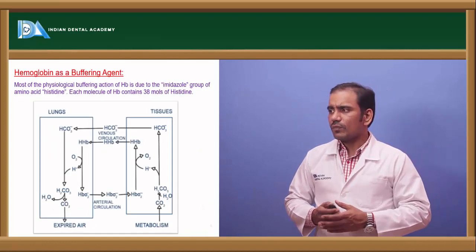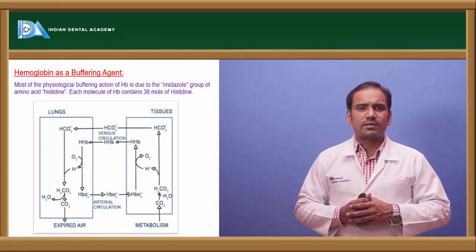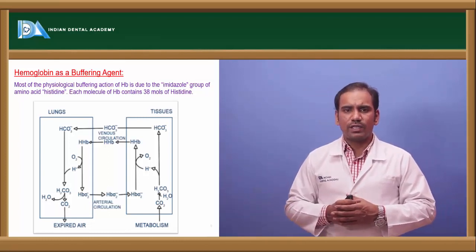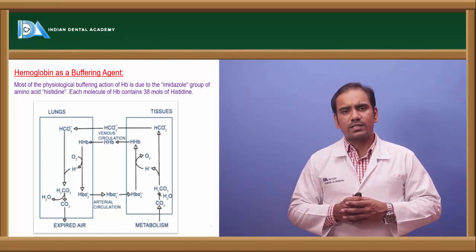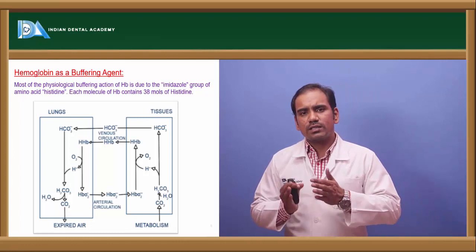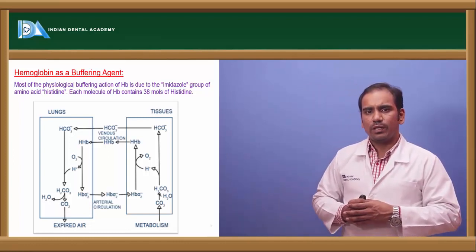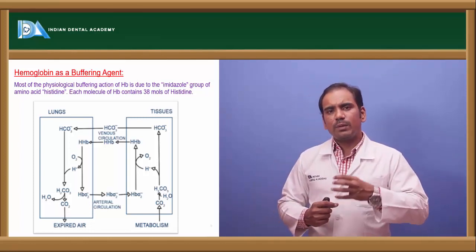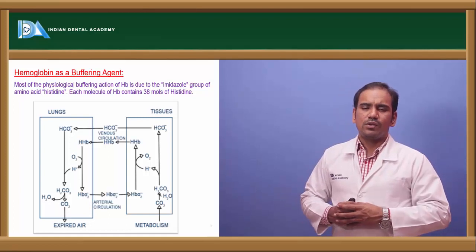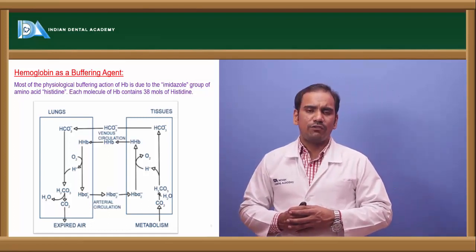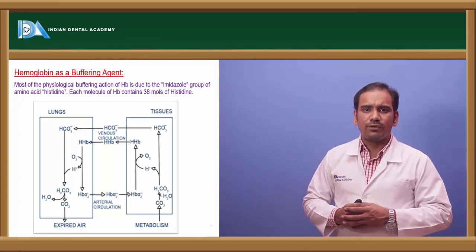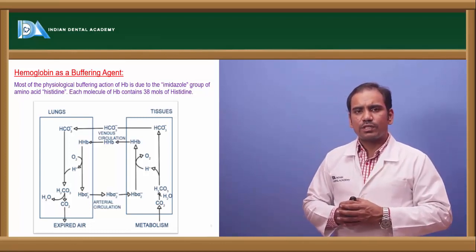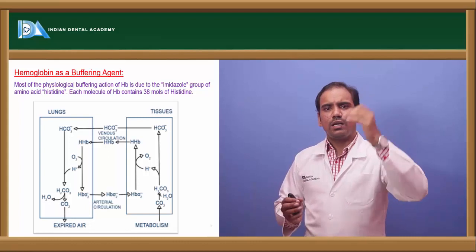Coming to how hemoglobin acts as a buffer. Hemoglobin has buffering action because of the presence of histidine residues. There are 38 histidine residues in each hemoglobin molecule, and that is responsible for the buffering action of the hemoglobin. Hemoglobin is involved in the transport of carbon dioxide from the tissues to the lungs with a minimum change in the pH of blood. This transport is called isohydric transport. So without affecting the pH, it transports the carbon dioxide from the tissues to the lungs.